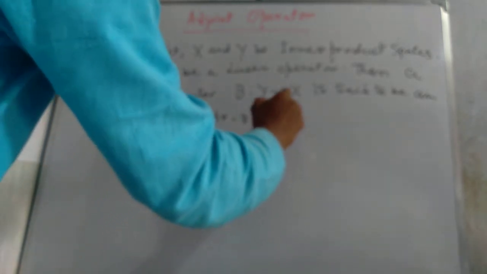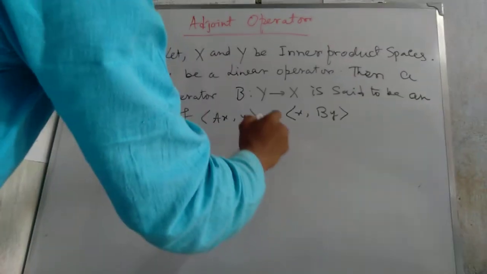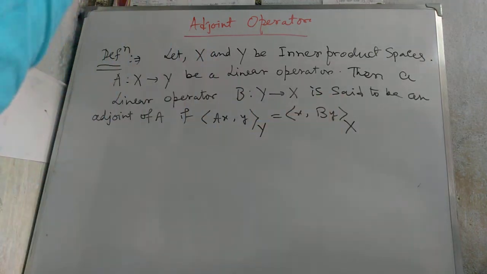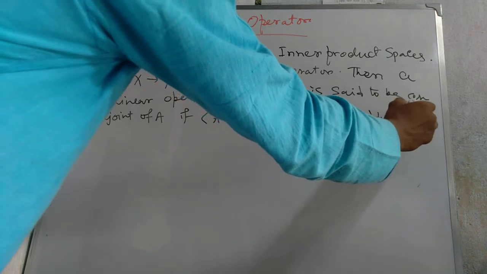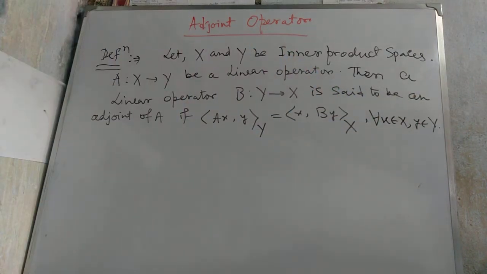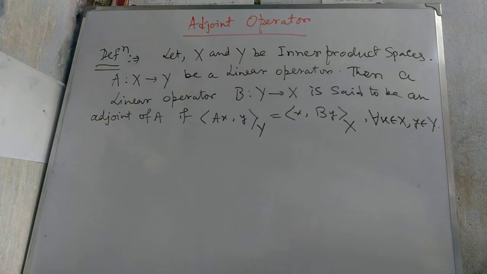is said to be an adjoint of A if <Ax, y> equals <x, By>, where the first inner product is with respect to Y and the second inner product is with respect to X, for all x belongs to X and y belongs to Y. Then B is an adjoint of A. We write it in this way.